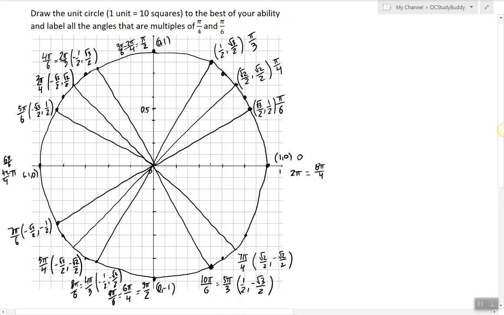The next one will be 11 pi over 6. And the coordinates of this point are √3 over 2, negative 1/2. And the very last one will be 12 pi over 6, which is of course the same as 2 pi. So this is what the unit circle looks like with all the angles that are multiples of pi over 4 and pi over 6 labeled.